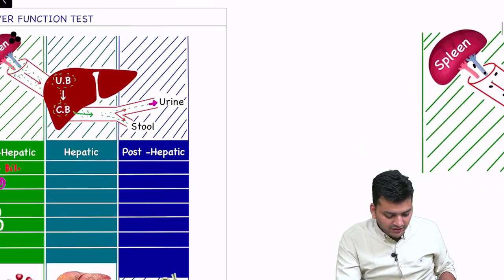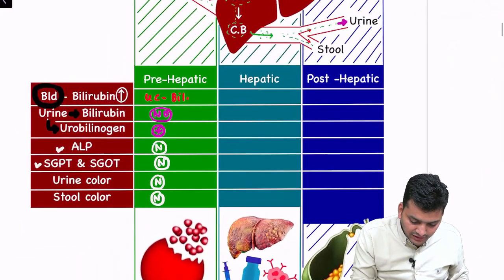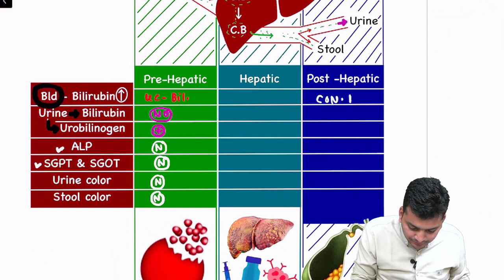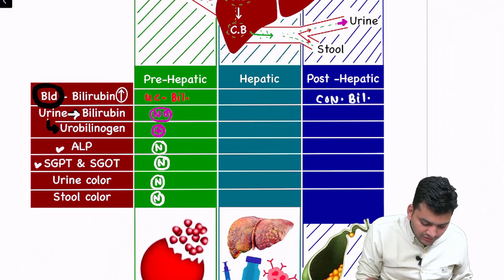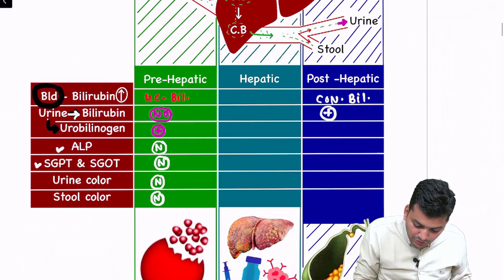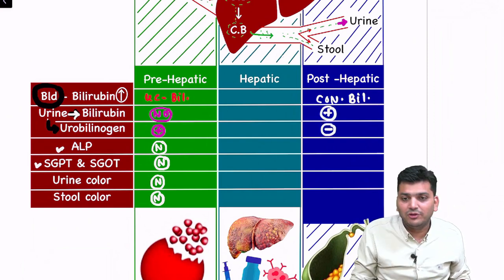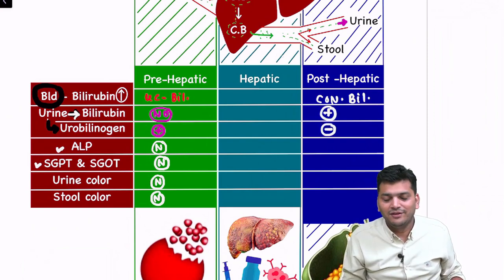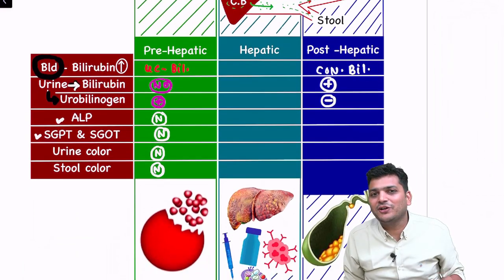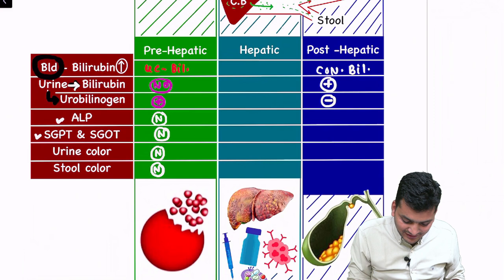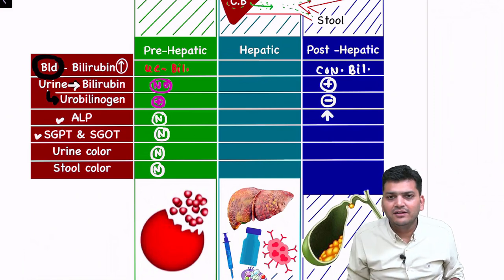So in the post-hepatic cause of jaundice, which type of bilirubin increases? Conjugated bilirubin. Will bilirubin be there in the urine? Yes, it will be there. Will urobilinogen be there? No, it will not be there. ALP, alkaline phosphatase, is a marker of bile obstruction. Is there any biliary obstruction? Yes, alkaline phosphatase will increase.